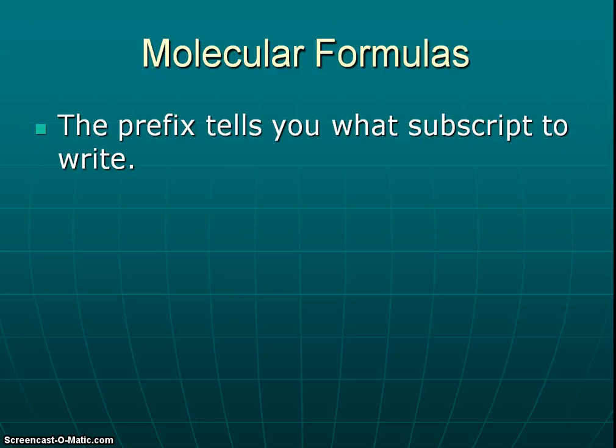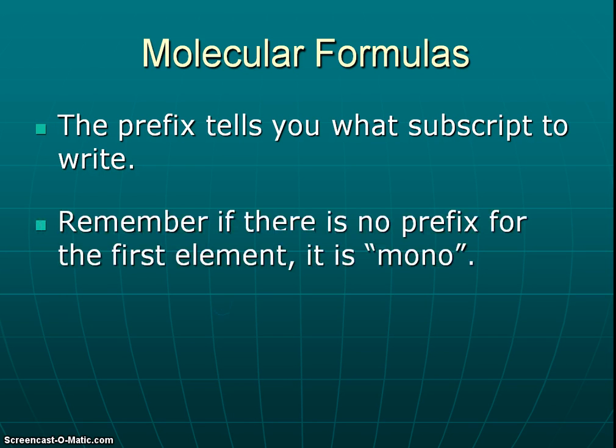To go backwards with these, the prefixes will tell you what subscripts to write. So whatever prefix you see, that's literally the number that you're going to write. You don't do charges, you don't crisscross, you don't do Roman numerals, that's all for ionic, and this is not ionic. So don't forget, if there's no prefix for the first element, it's going to be mono.